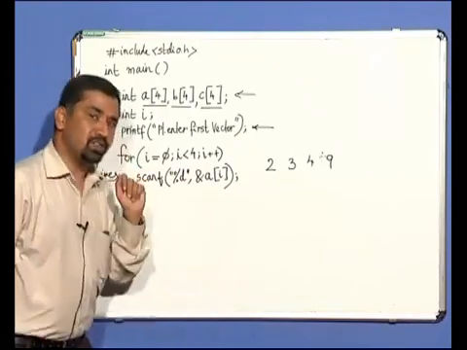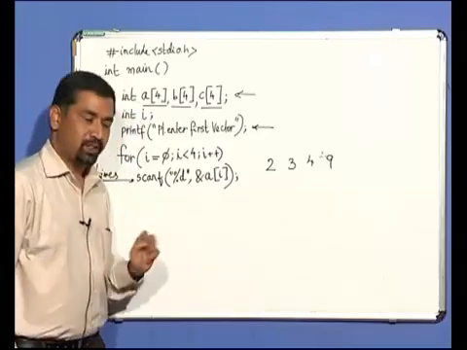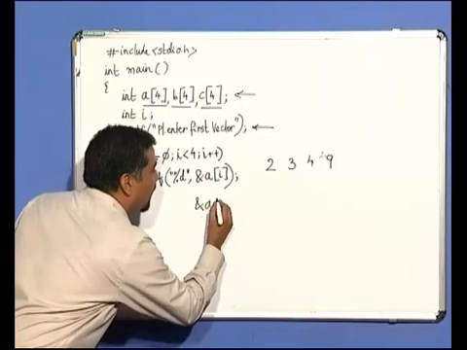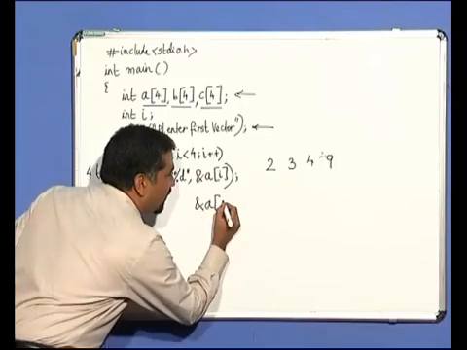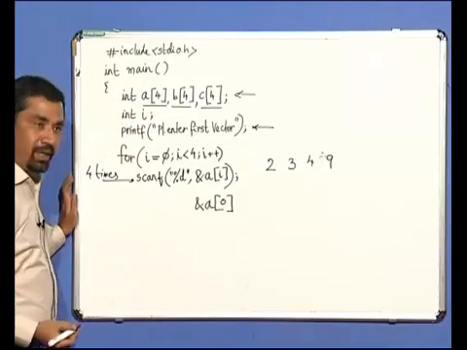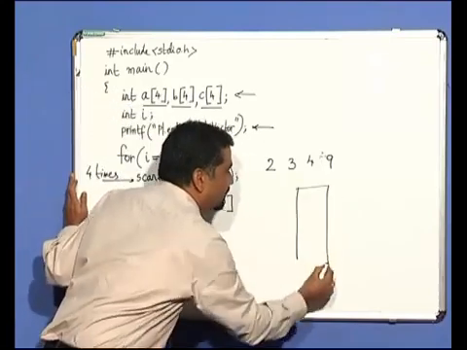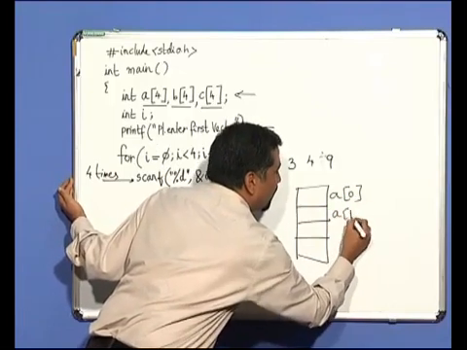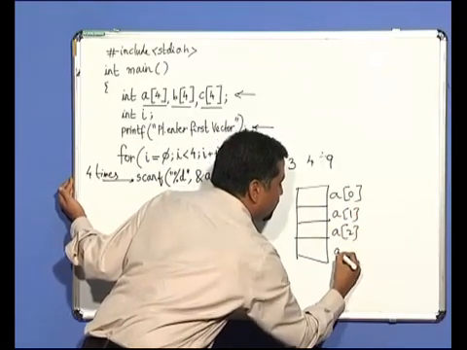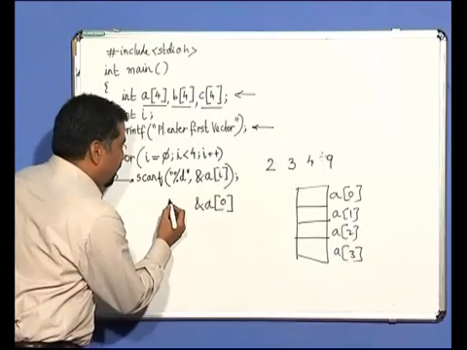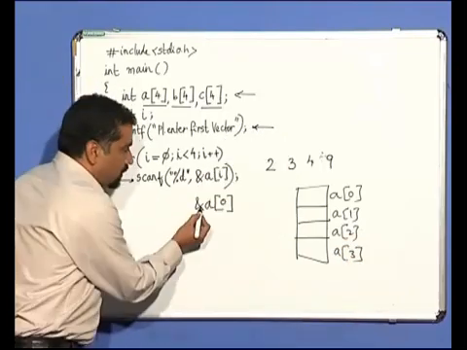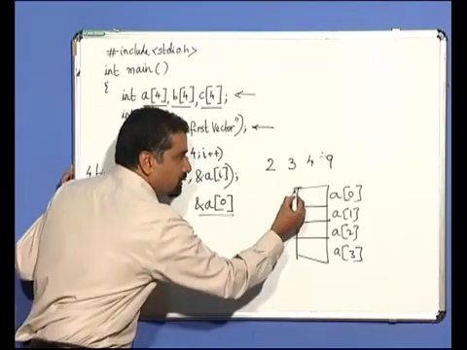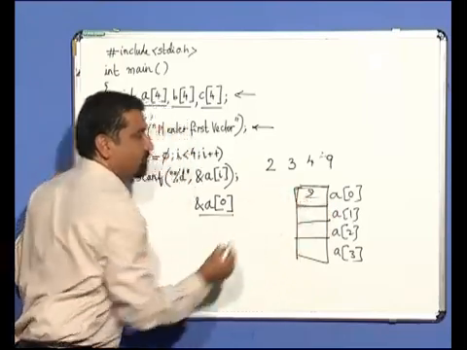But what is the difference in those 4 times? First time when scanf is executed, what is the value in I? I will be 0. That means this will look like address of A[0], so address of the 0th element. For example, if your A array is here, there are 4 elements which are referred to as A[0], A[1], this is A[2] and this is A[3]. So now when the first time scanf is executed, the value is going to get into address of A[0], which is nothing but the address of this element here. So 2 gets in here.